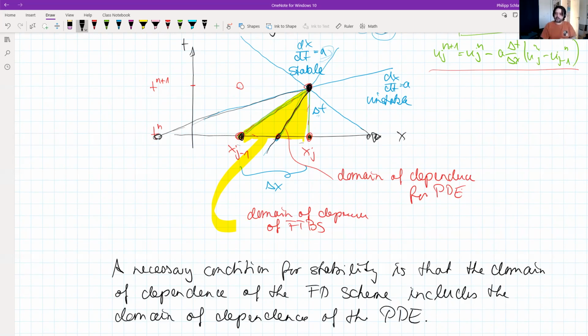I guess now this explanation also explains again the definition of domain of dependence, as there was a question in the chat that I should explain that again. So I guess that's also clear now.